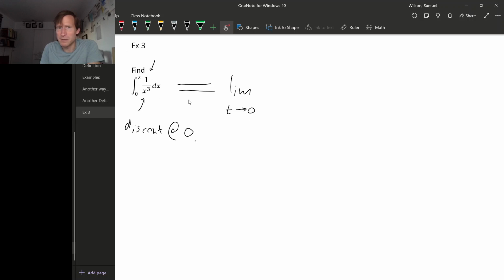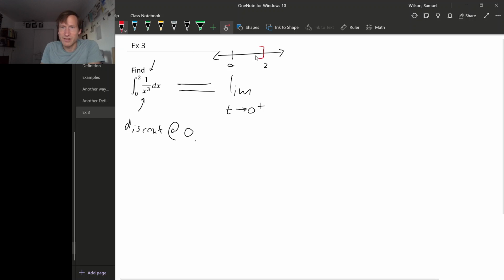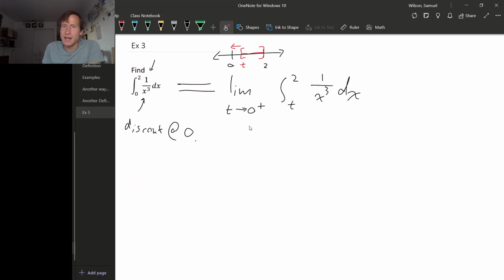Since this is a bottom bound, again, we have to take the limit as t approaches 0 from the right. We're going from 0 up to 2. And so we have to start at 2 and go down to some value t, and then let t go to 0 from the right. Integral from t to 2 of 1 over x cubed dx. And now we're free to evaluate this integral using the fundamental theorem of calculus.